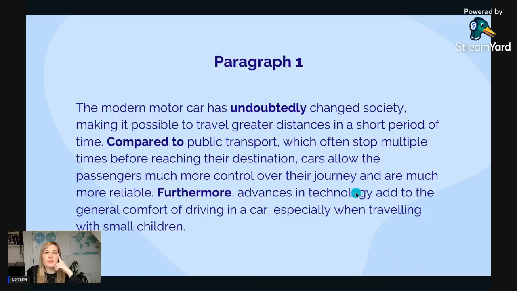Okay, we've got some slightly more advanced vocabulary here. So, you know, rather than just people, we're showing that they are passengers in a car. Okay. And also in advances in technology. Okay. So you've got here some slightly less common words. Okay. And that will help fulfill the marking criteria for lexical resource.